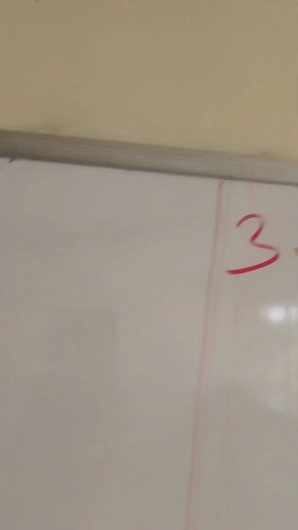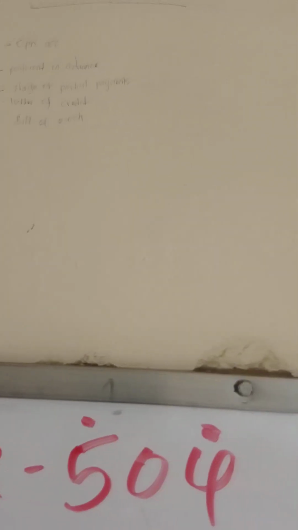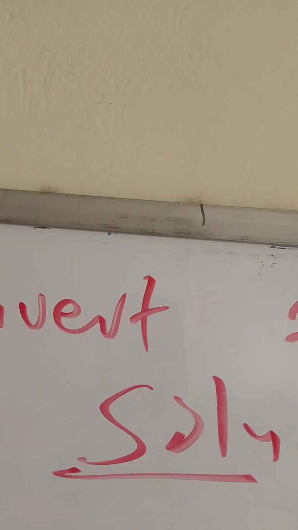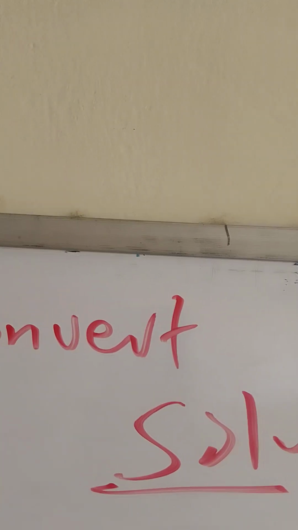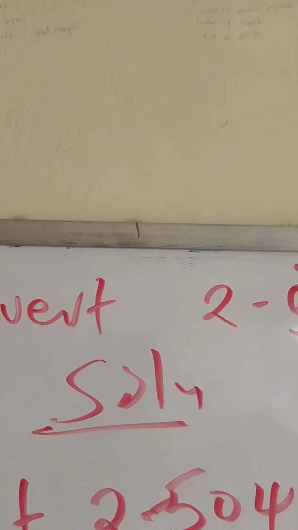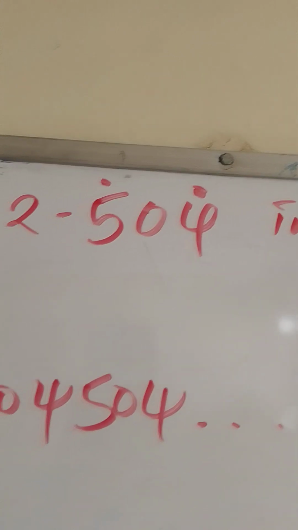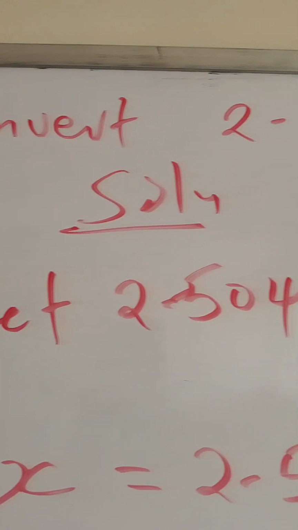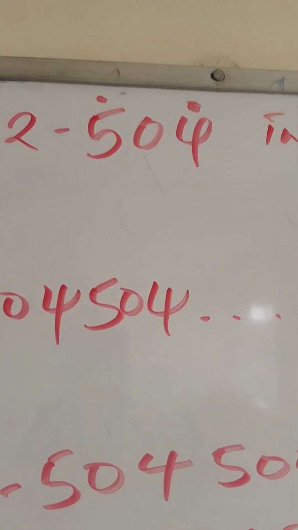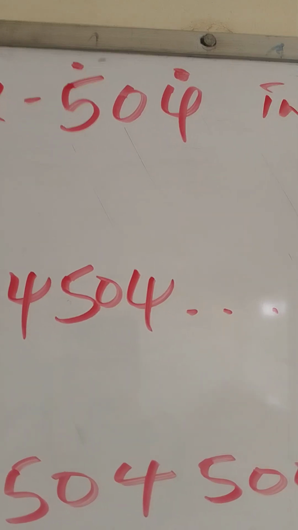Finally, I want us to look at conversion of 2.504. This is also a recurring or a repeating decimal. Convert 2.504 into a fraction. We just repeat the same step. So we are going to equate 2.504504 to x. So we say let x be 2.504504. And again here, the idea remains the same.